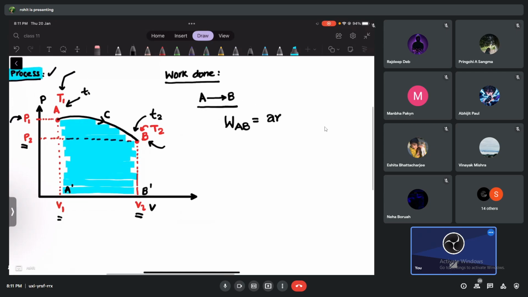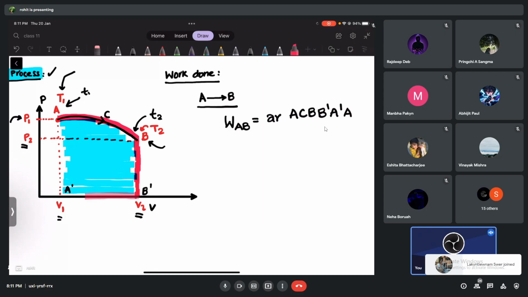Check how I am writing the area under the graph. I'm going to write area of A C B, then I have to go to B dash, then I have to go to A dash, and then back to A. That means I'm going like this. See guys, I'm going from here to here, then from here to here, then from here to here, A dash, and then finally I'm going back to A.